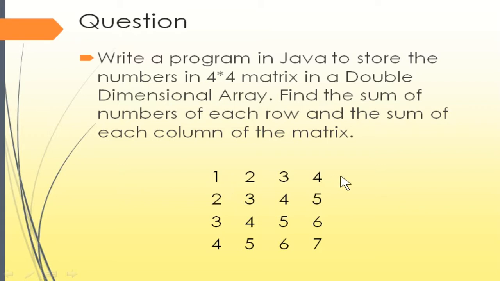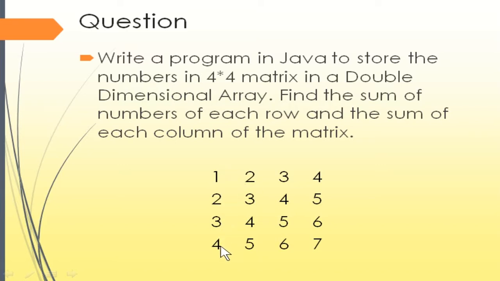So this is the first row. You are going to add these elements, 1, 2, 3, 4, and it has to be stored into a variable and displayed. And then go to the next row, add the next set of values, and then the third row and then the fourth row. After completing, again you have to go for the columns.